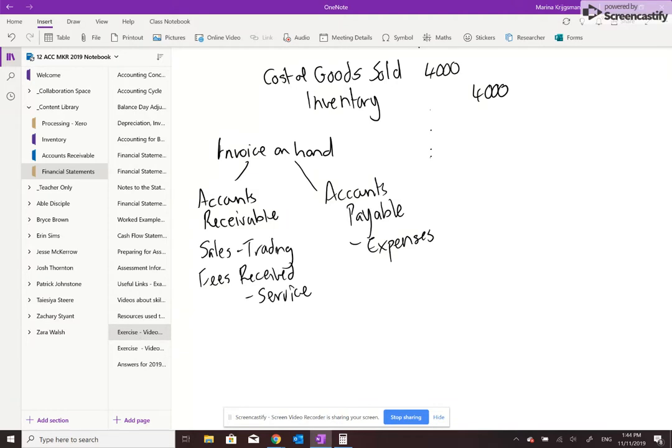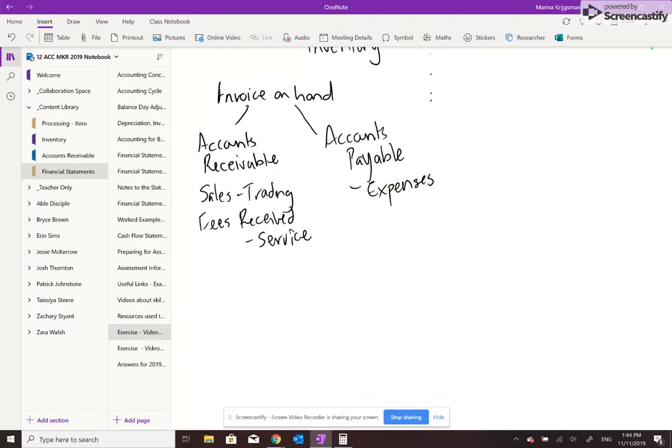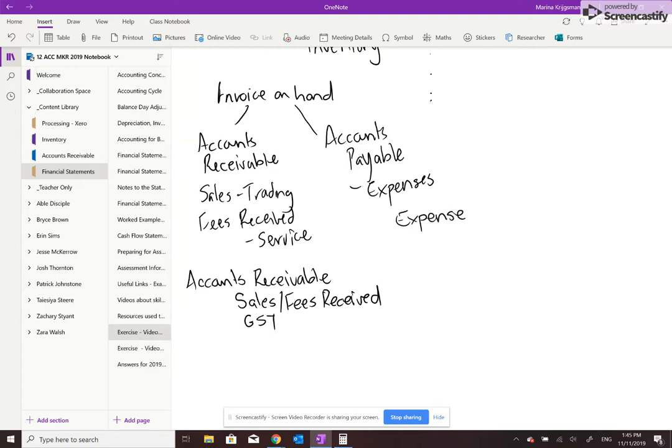Okay, and with these ones, you're always going to have three things involved. If it was accounts receivable, our journal entry would be accounts receivable as our debit for the full amount. Then we would have sales or fees received, which is our credit, for the GST exclusive amount, and then we'll have GST. If it's accounts payable, we're going to have whatever the expense name is as our debit, and that's the GST exclusive amount, a debit for GST, and a credit for our accounts payable.